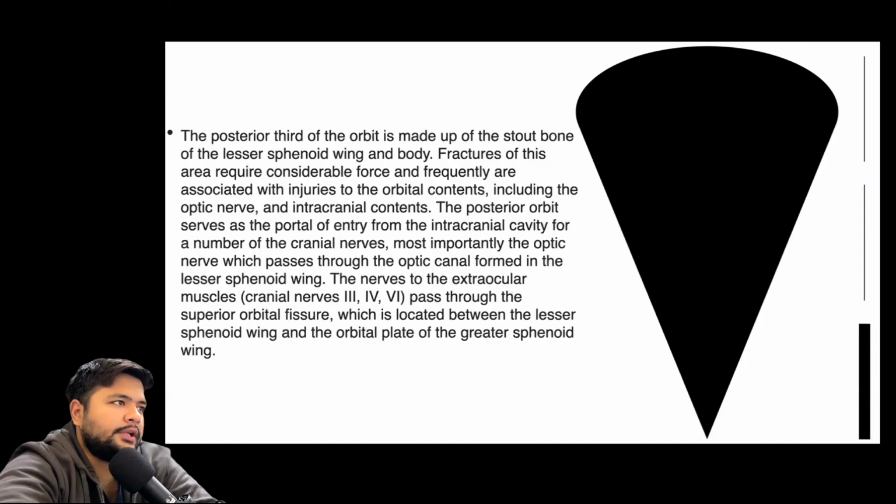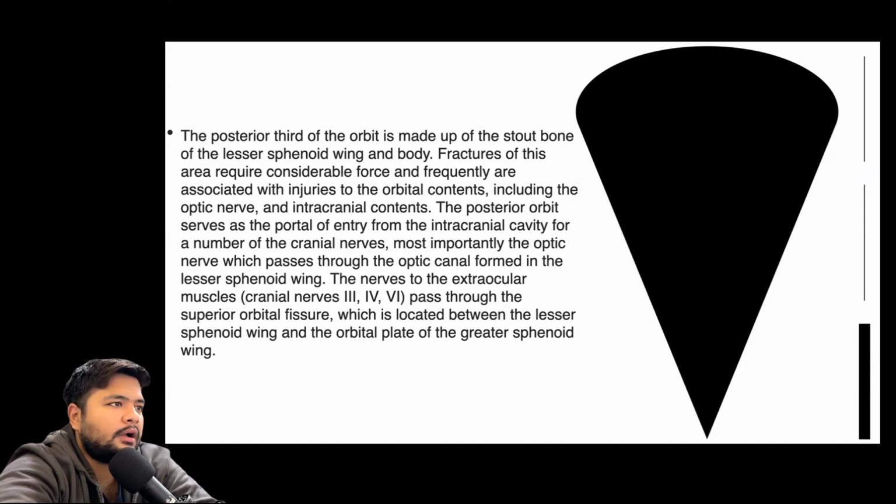So coming to the posterior third of the orbit, which is made up of the stout bone of the lesser sphenoidal wing and the body. The fractures of this area require considerable force and frequently are associated with injuries to the orbital contents, including the orbital optic nerve and intracranial contents.